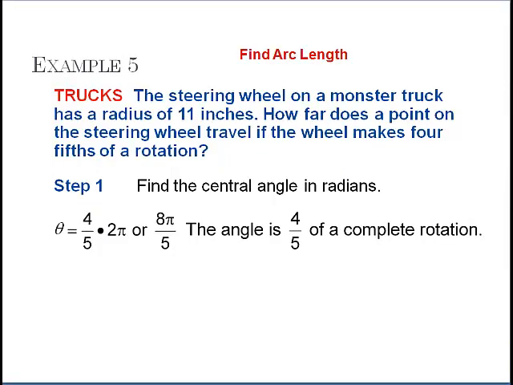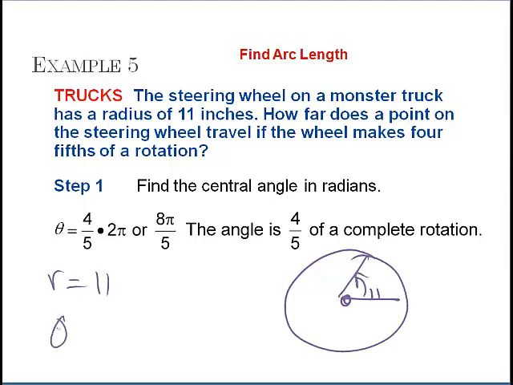The steering wheel on a monster truck has a radius of 11 inches. How far does a point on the steering wheel travel if the wheel makes 4/5 of a rotation? We have a circle. The radius is 11, so R equals 11, and it's making a rotation of 4/5.